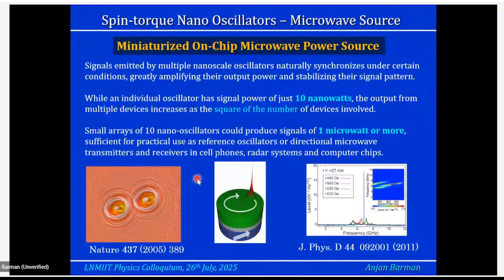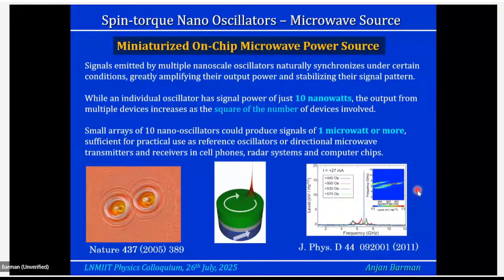So if 10 nano-oscillators can be synchronized, you can go from 10 nanowatts to a microwatt, and that will be good enough for many purposes, because this is in the gigahertz frequency. Finding an on-chip gigahertz power source is not very easy. You can use them as a clock or reference oscillator for directional microwave transmitters and receivers in cell phones, radar systems, computer chips, and so on. So this is also a new field of research which is gaining a lot of interest.